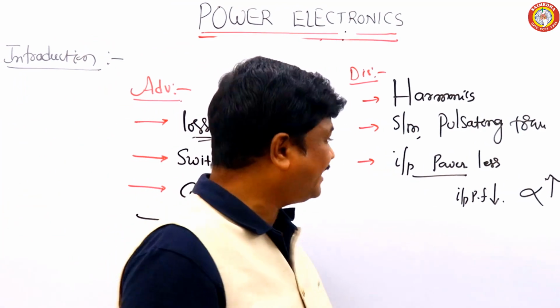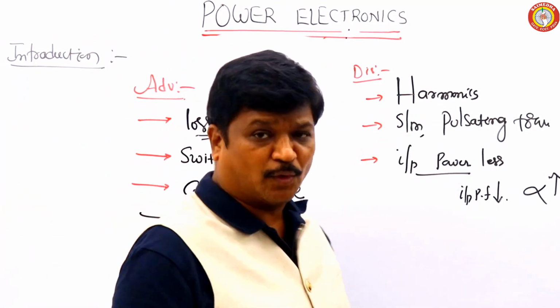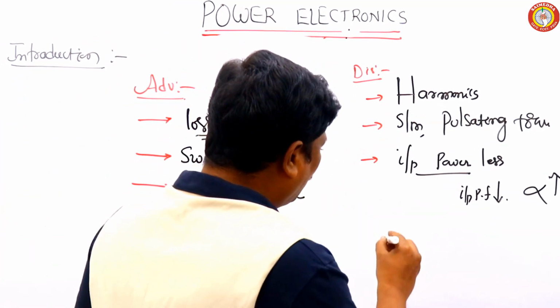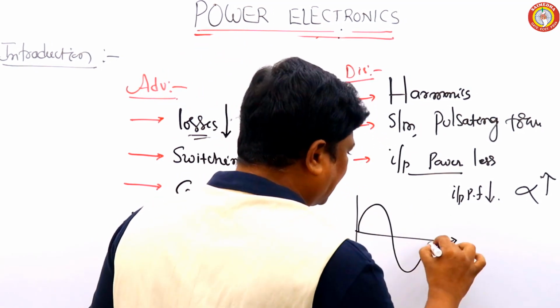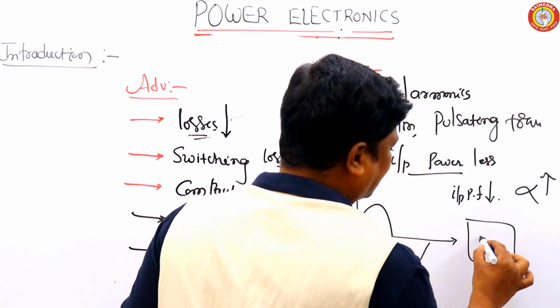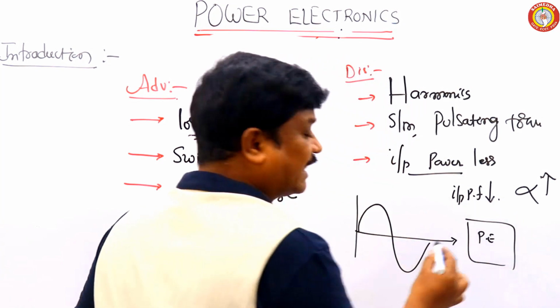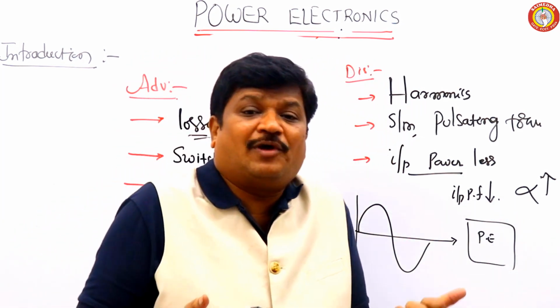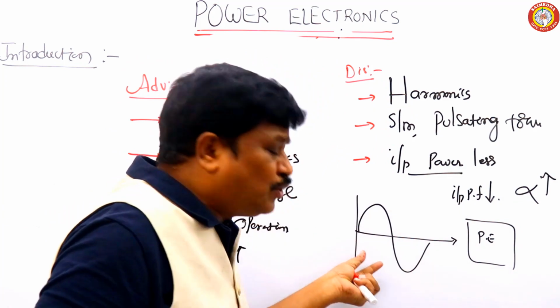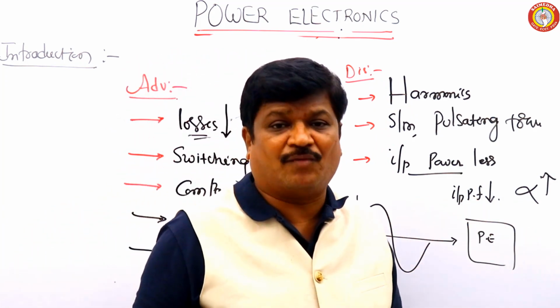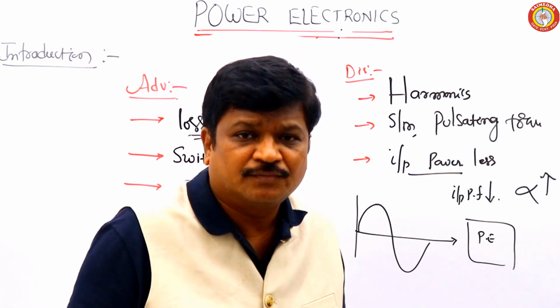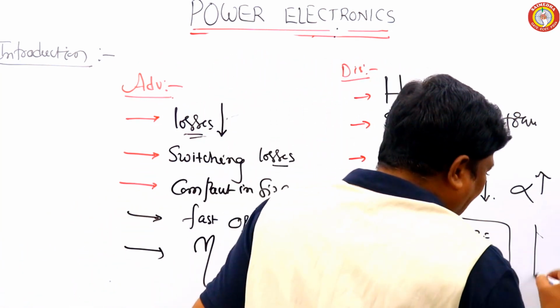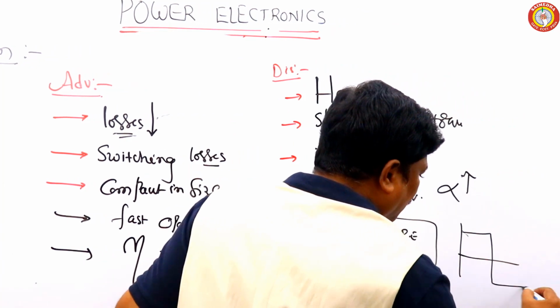Sir, my question is, what is meant by harmonics? For example, in one power electronic circuit, you are giving the input signal like this. What type of output will you get? We are not going to obtain a pure sinusoidal wave. We may get a square wave output, like this. This is the square wave output.